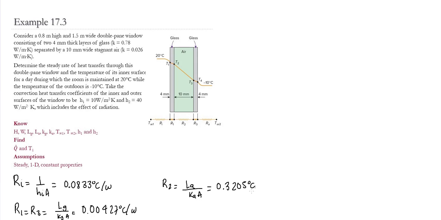0.3205 Celsius over watts. And the last resistance is the resistance on the outside, and that is simply going to be 1 over hoA. And that resistance is going to give us 0.02083 Celsius over watts.